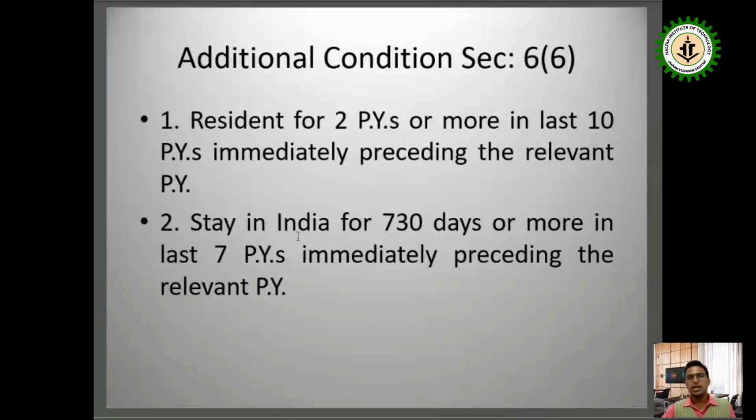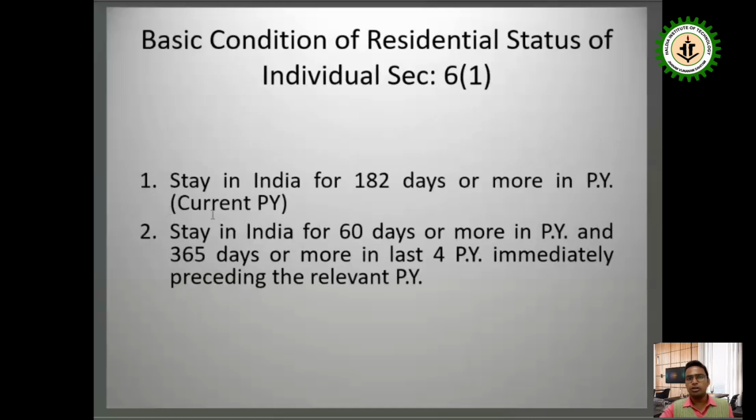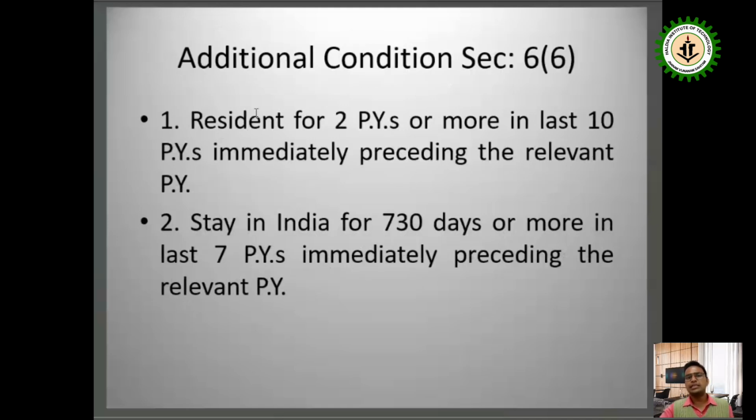Again, I am saying this thing. If a person is resident in India, that means he satisfies either of the two basic conditions, then we have to check these two additional conditions. If he satisfies both the conditions, then he will become resident and ordinarily resident. If he does not satisfy any of the conditions, then he will become resident and not ordinarily resident. Understand? So now what are the two additional conditions?